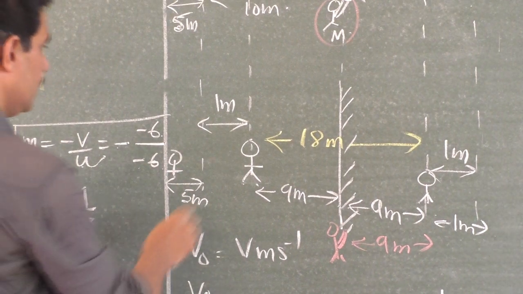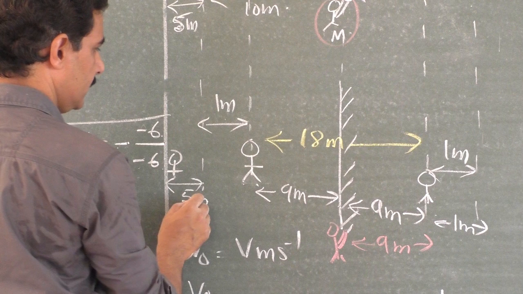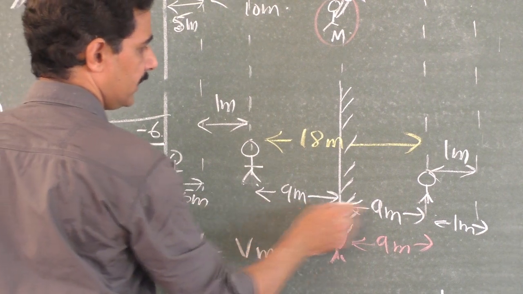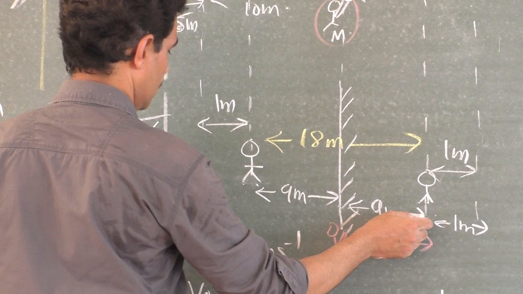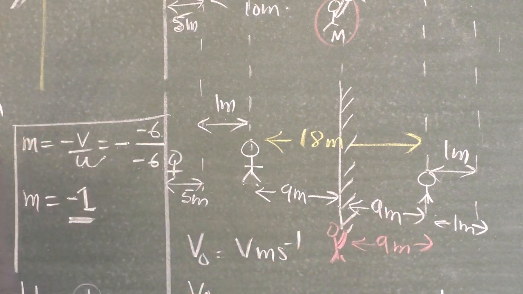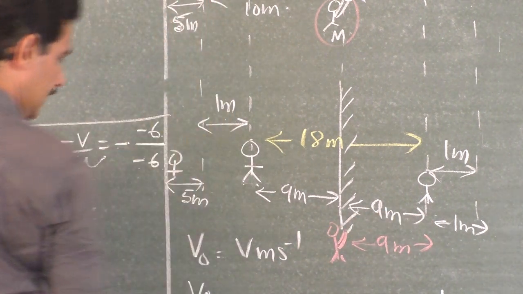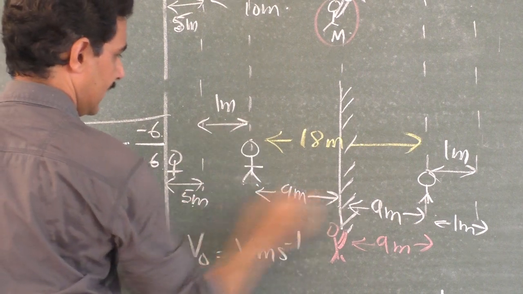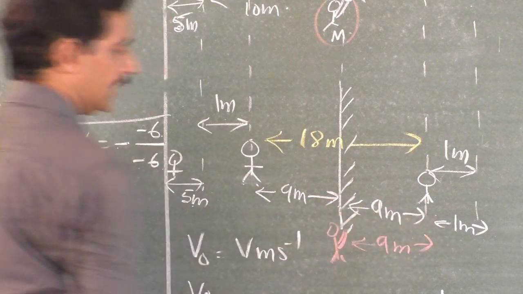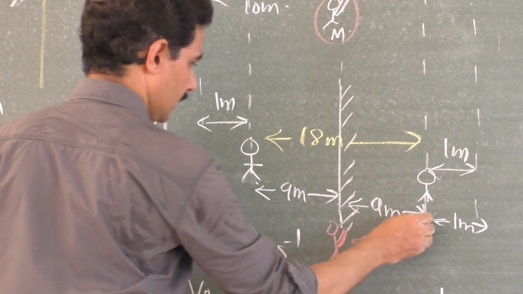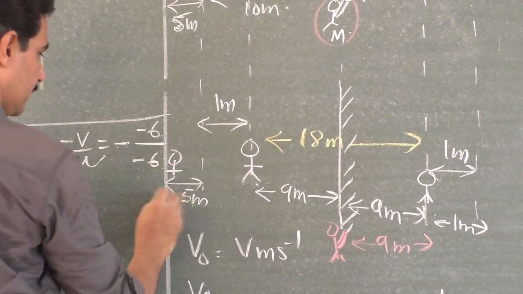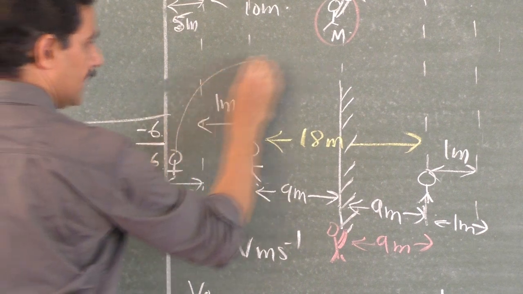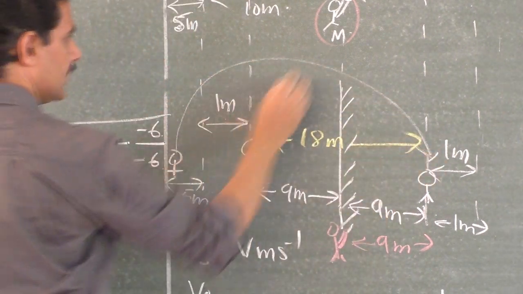Correct? 5 plus 10, 15, 15 plus 9, 24. Where did we go wrong? Yes, this is 25. 5 plus this 10, 15, 15 plus 9, 24. This is the image position. So the new position with respect to the third person is 24 meters. So the distance of the image with respect to the third person is 24 meters.